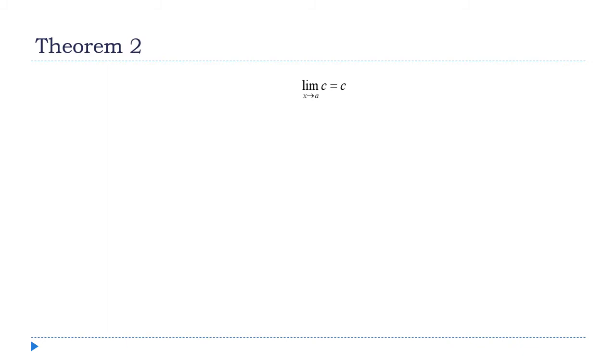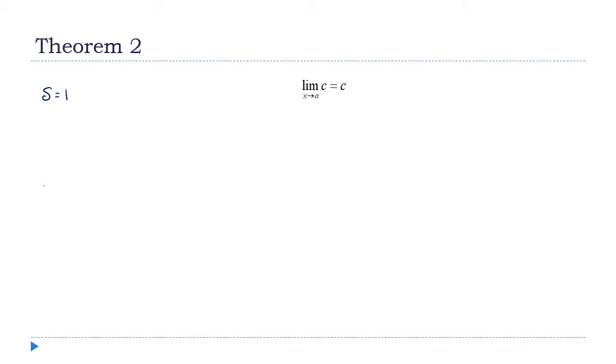The limit as x approaches a of a constant is the same constant. All right, well, look, I'm going to do the same thing. Here, you can pick delta to be anything you want it to be. It's not going to matter. I'm going to let delta equal 1.